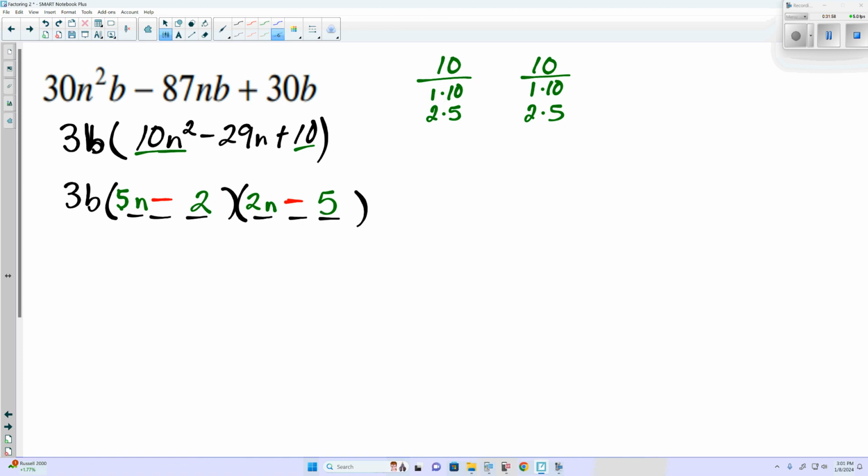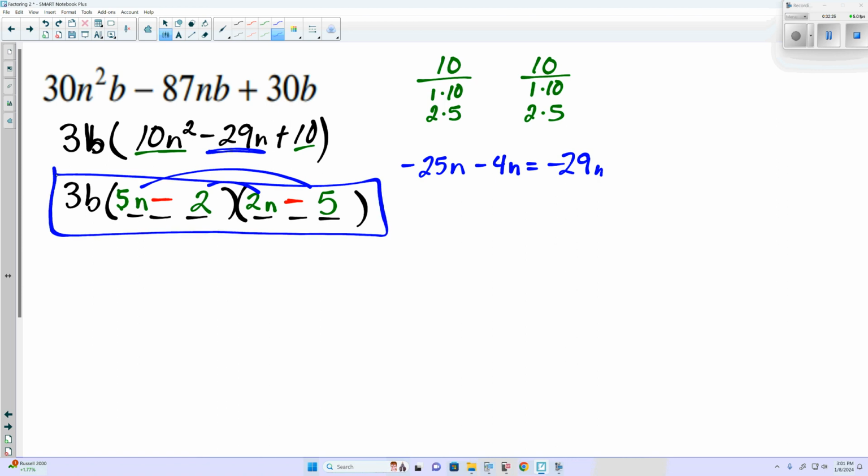Now, if we check this here, the middle term we're wanting is negative 29n. 5n times negative 5 is negative 25n. Our negative 2 times 2n is negative 4n. And negative 25n minus 4n is indeed negative 29n, which is the middle term we wanted.